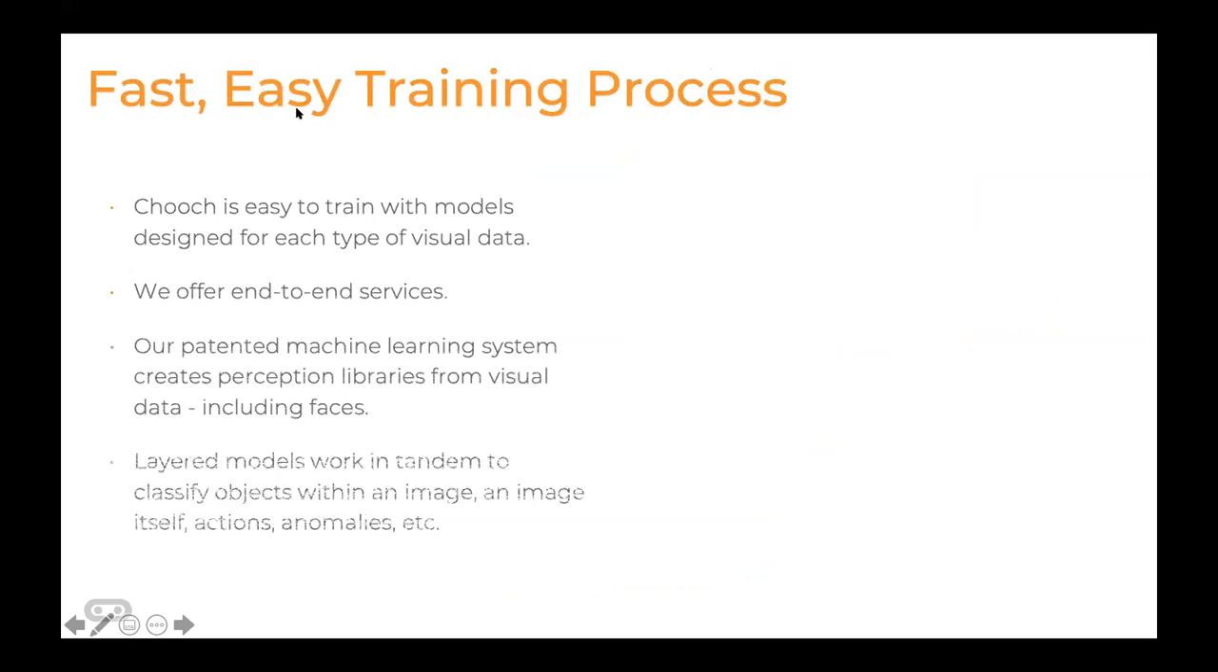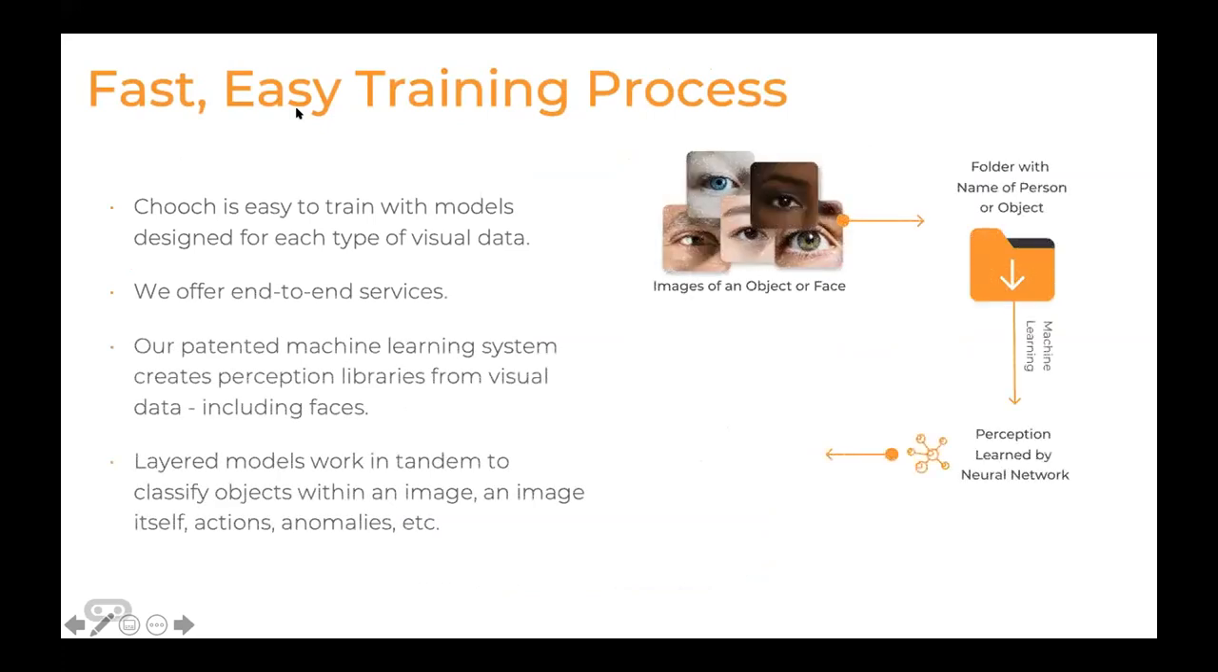Our training process is quite simple and very robust. We train different models for each kind of visual data, and we offer end-to-end services. We train for specific use cases. So if a client wants to go deep with, for example, celebrity images, as Jonathan's company does, we train for that so that they can recognize movie stars from Iceland without human intervention. And our patented machine learning system creates what we call perception libraries from visual data, which include faces and objects and so forth. I'll explain a little bit more about perceptions in a moment.